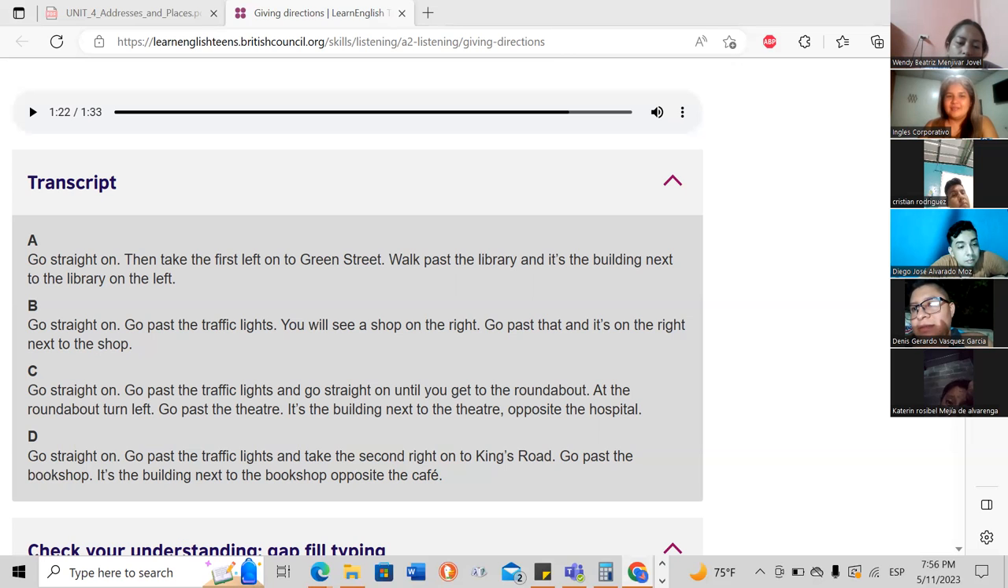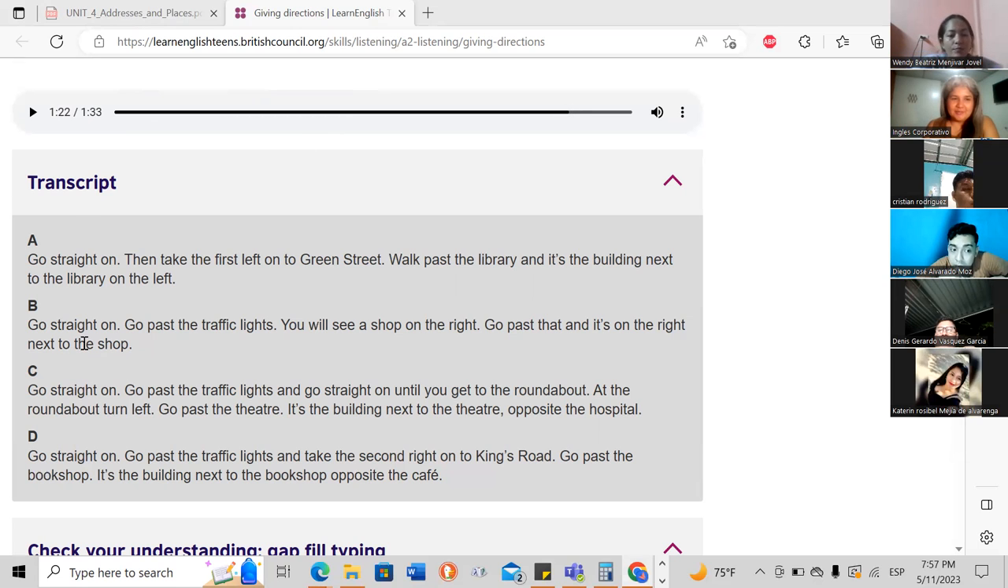Theater. Theater. Okay. US pronunciation, okay? American pronunciation. Theater. But British is like theater. So you can see the difference.